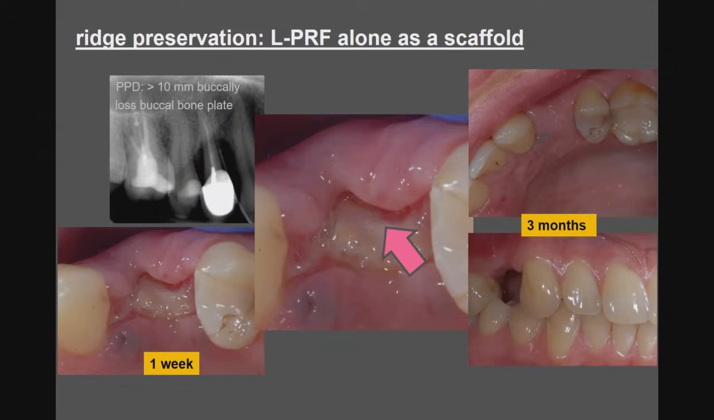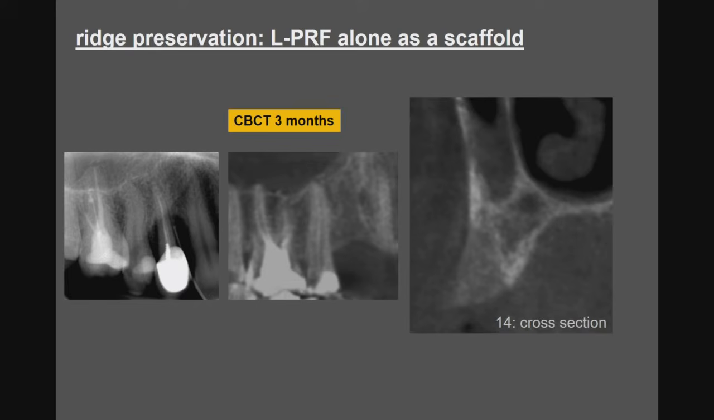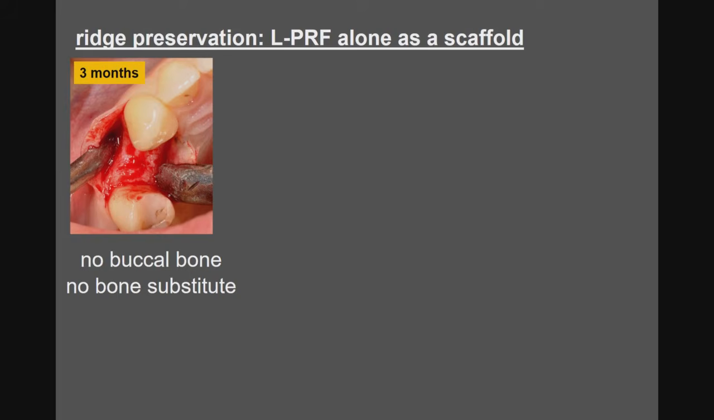And this is the healing after 3 months. On a cone beam, it looks like this. A cone beam, my friends, after 3 months. This in red was the initial position of the bone. And look what we could augment. And then we decided to do a re-entry after 3 months. And look what we found.